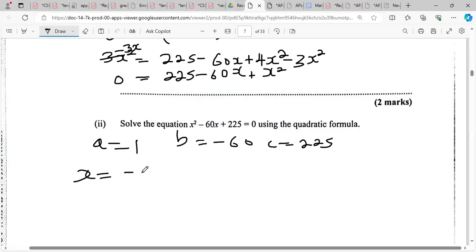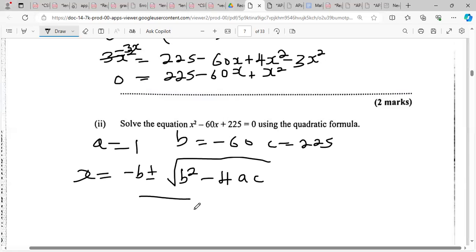X is equal to minus b plus or minus the square root of b squared. I wonder if we go through this with CXC students. We know in lower school, but I can't remember going through this with my CXC. Hope I did. Over 2a.